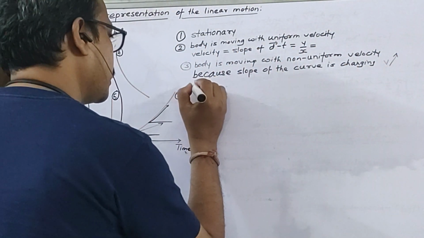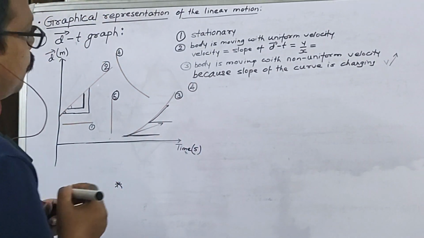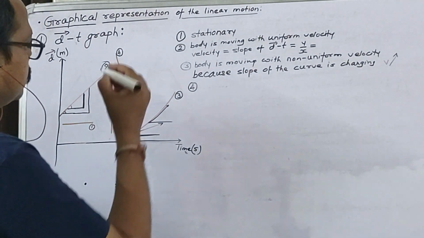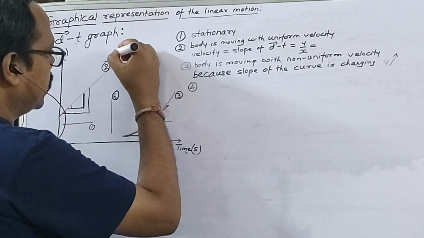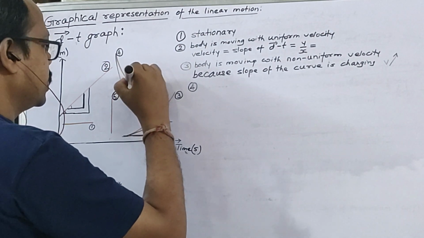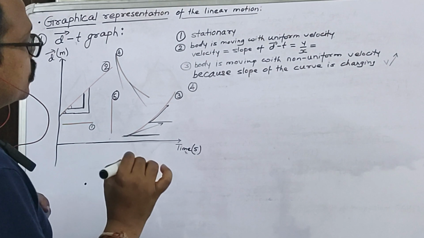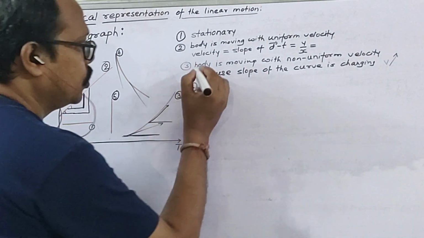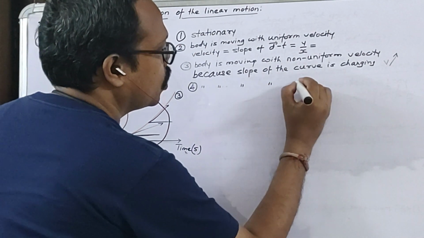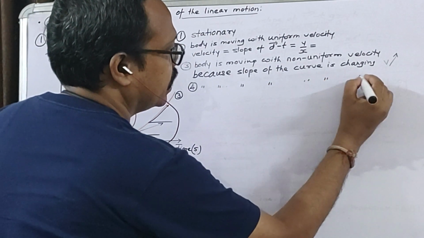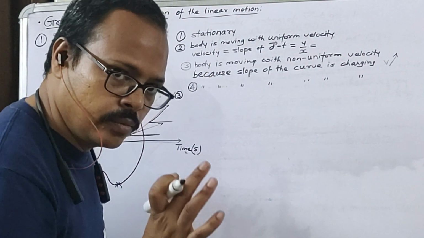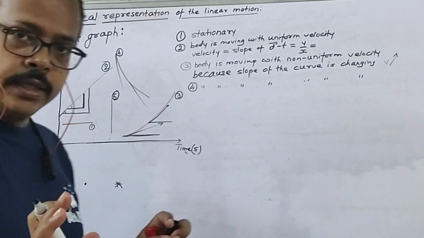Let us analyze the graph of object 4. With the passage of time, earlier the tangent was this, now the tangent is this. So in this case also, you can say that the body is moving with non-uniform velocity. That is something which we can say.